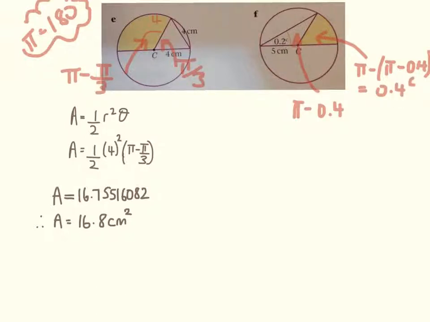And then once we've worked that out, the rest is dead easy. I'm just going to use the formula and substitute theta will be 0.4, and your radius obviously is going to be 5. Okay, so I'll leave you to do the rest of that one.